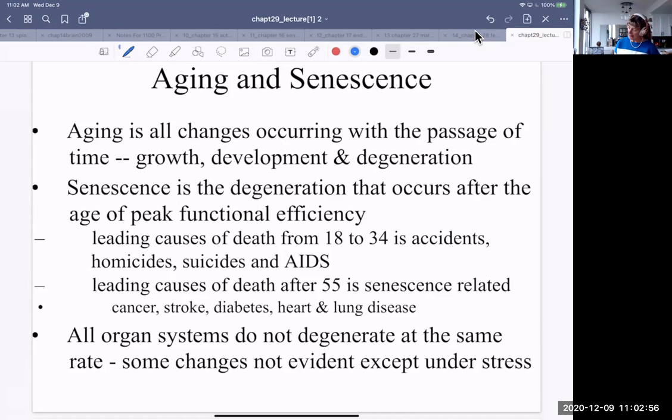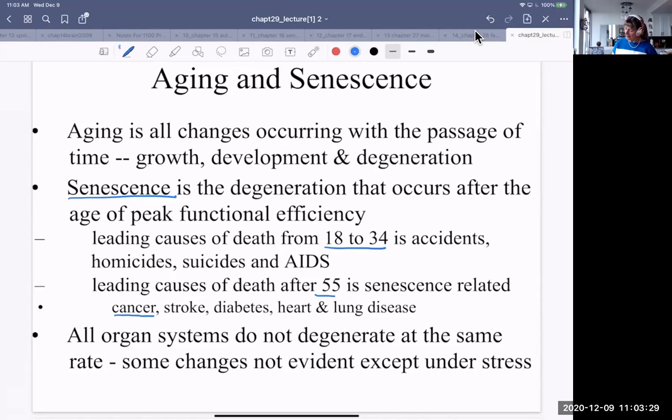So aging is the changes that occur with the passage of time: growth, development, and degeneration. Senescence is the degeneration that occurs after the age of peak functional efficiency. The leading cause of death from ages 18 to 34 is accidents, homicides, suicides, and AIDS. The leading cause of death after 55 is senescence related to diseases like cancer, stroke, diabetes, heart, and lung disease.